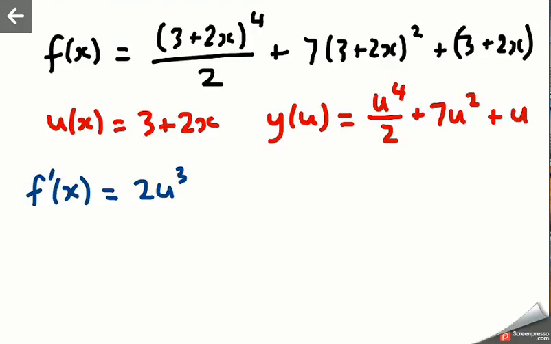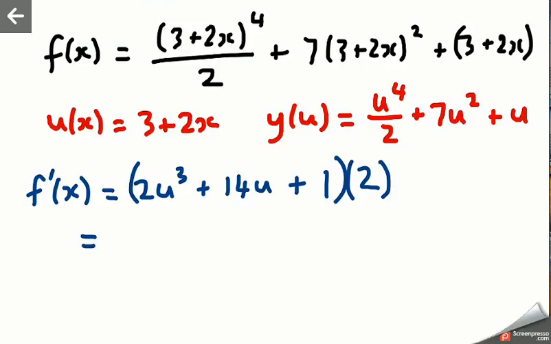Okay, anyway, 2u cubed plus 7 times 2, u to the power of 1. So 14u plus 1. So u differentiates to 1. Okay, well that's the y prime of u times u prime of x. So times u prime of x. Well, u prime of x is just 2, because we've only got one part of it even dealing with the x variable. Okay, so f prime of x is equal to this thing times 2.